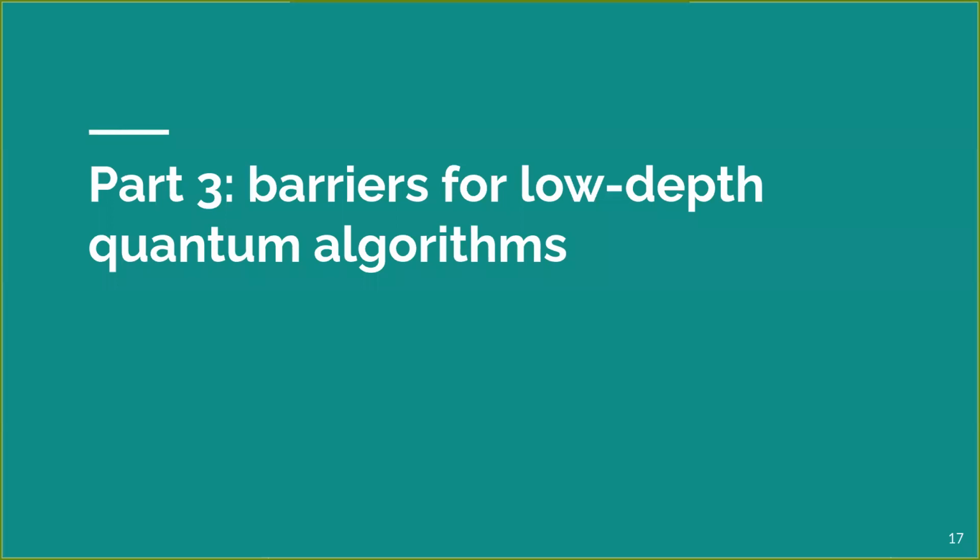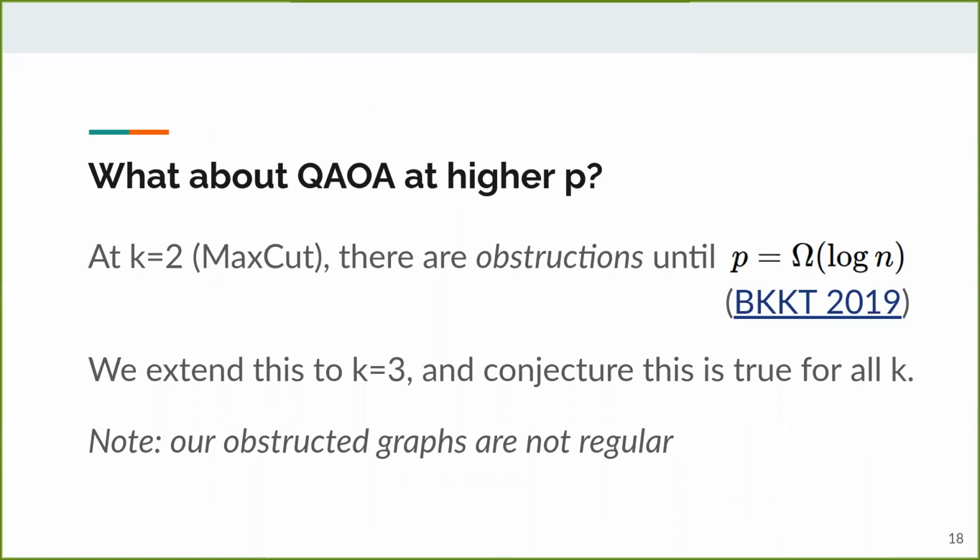Okay, part 3, barriers for low depth quantum algorithms. So one way people try to talk about the QAOA at higher P, at higher depth, is they talk about obstructions. What an obstruction is, is you identify a problem where the QAOA can't do very well, even as the depth grows. It's not saying on average the QAOA will be bad across all graphs. It's just saying there are some instances where the worst case success is actually very low.